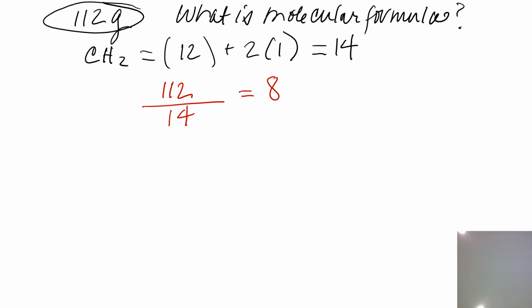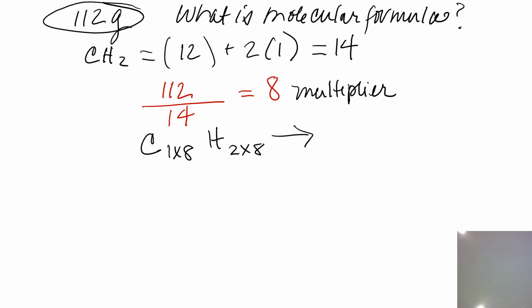So this is the multiplier for our empirical formula. So remember, the molecular formula in most cases is a multiple of the empirical formula. So we take C, which we have 1, multiply that by 8, and for H, we had 2. Multiply that by 8. Our molecular formula then is C8H16.